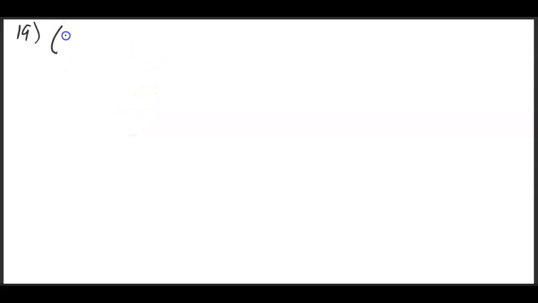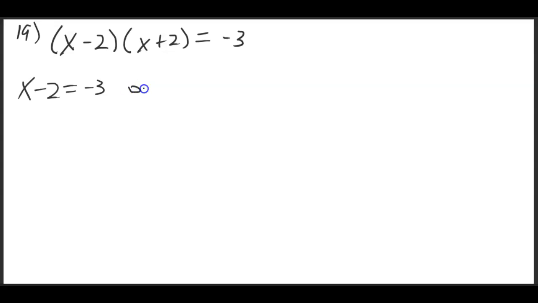So number 19 is this times this equals -3. Now the problem here is we might think, well, I can just go x minus 2 equals -3 or x plus 2 equals -3, but I can't do that, right?